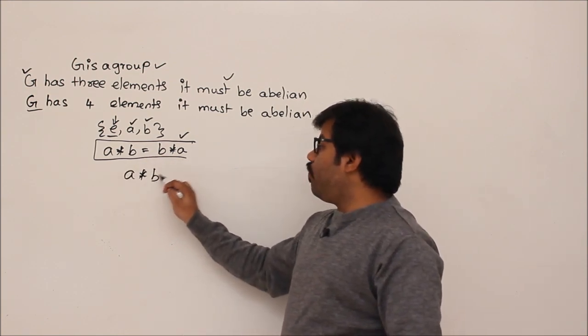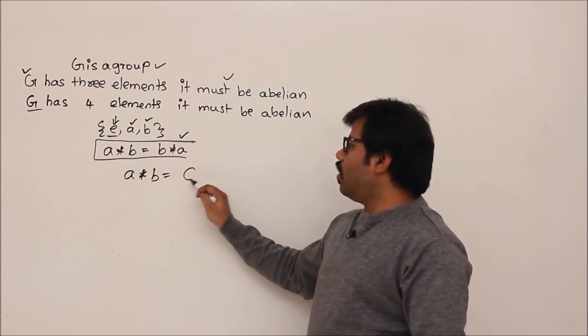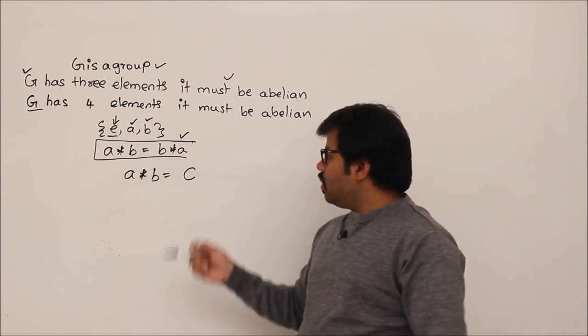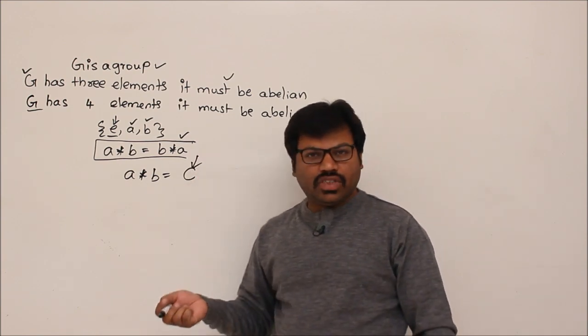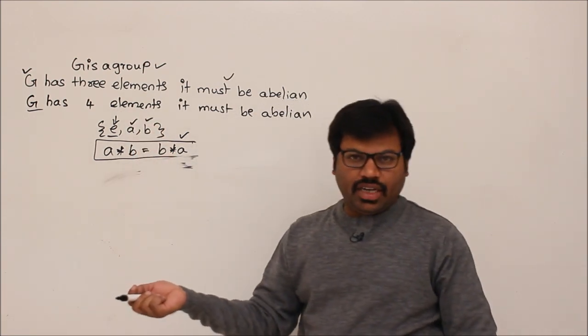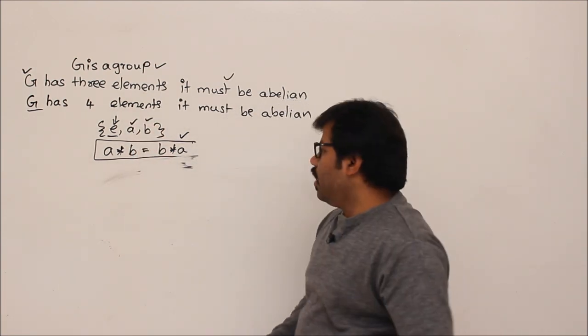A star B should be a different element than E, A, B. Let us call that as C. But we know that there are only 3 elements in the group. Sir, that means we cannot have C? Yes, we cannot have C. That's why this group is definitely abelian. In all the cases, it is becoming abelian.